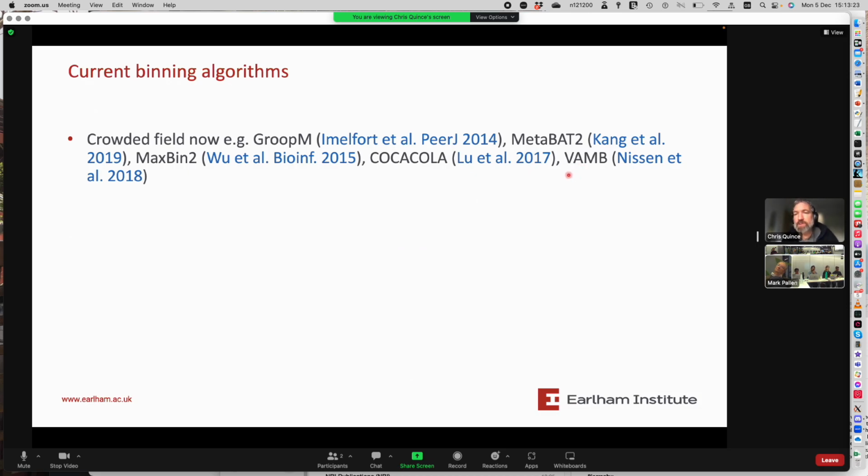VAMB is super interesting. It's based on a pre-processing step which isn't PCA as in Concoct, but uses something called a variational autoencoder. You're getting a bit stuck in the details here, Chris. We need to move on, I think, because it's already 3:15.